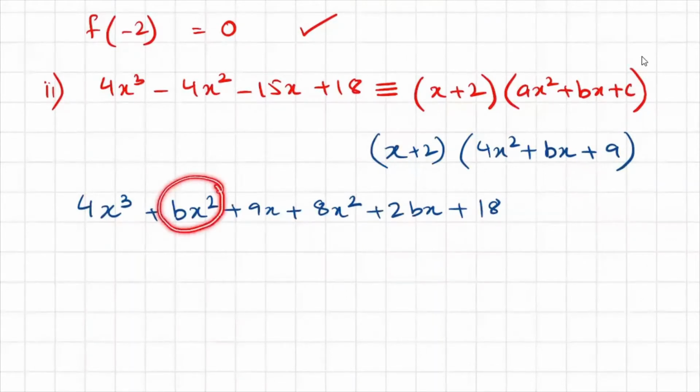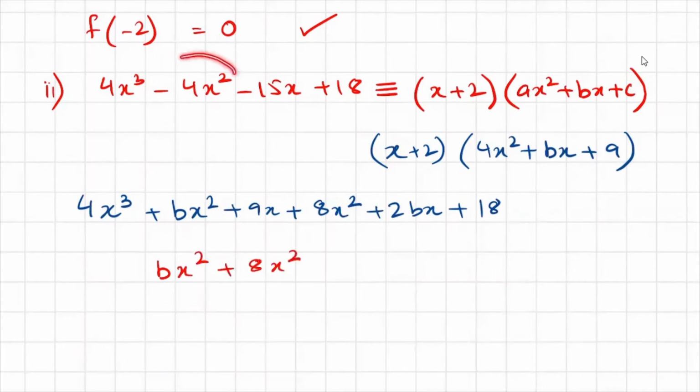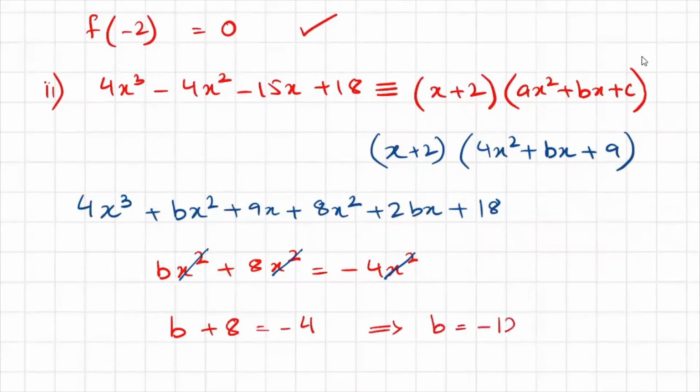I'm looking at the coefficient of x squared. So let's write down the coefficient of x squared, which is bx squared plus 8x squared. Now look at the coefficient which is given in the question, which is negative 4x squared. So negative 4x squared comes over here. The x squared cancels because they're all common. Now we have b plus 8 equals negative 4, which means that b equals negative 12.